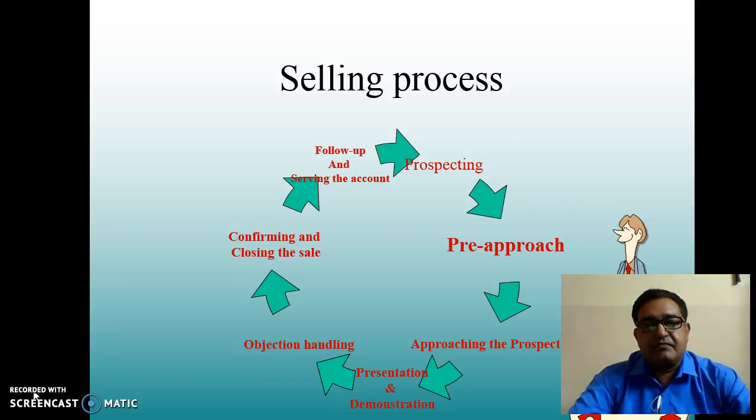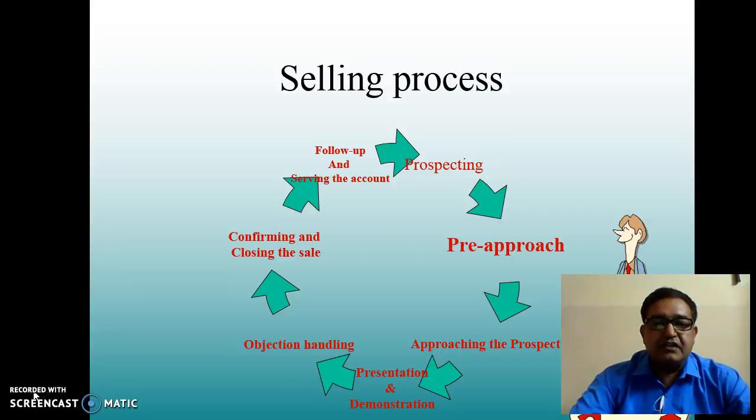Coming to the sales process, there are different steps. To begin with, it's from prospecting to pre-approach, then approaching the prospect with detailed demonstrations as well as the presentation of the products, services or any offer we are offering to that prospect. Then certain questions will be raised by the prospect because he is showing interest. These are the objections from the prospect side, and these objections need to be handled. Every objection handled properly gives an opportunity to close the call.